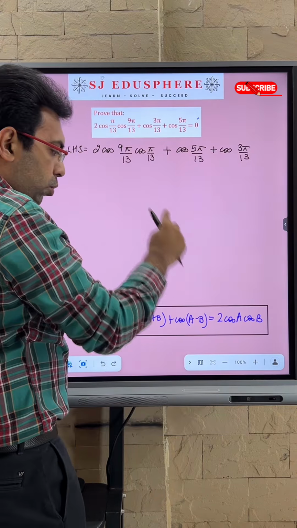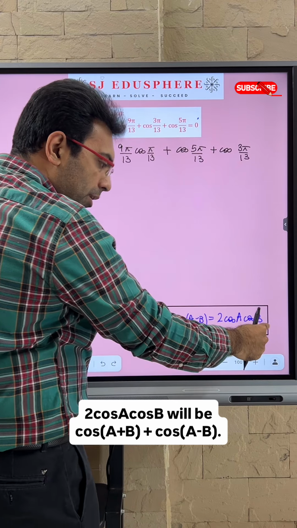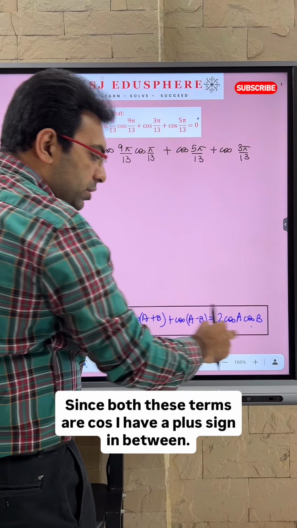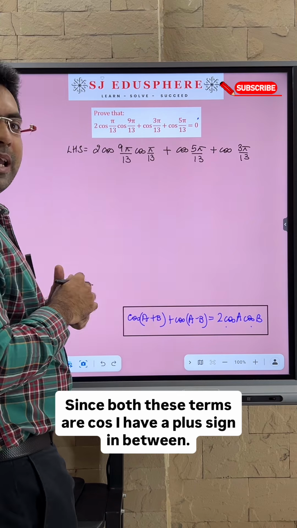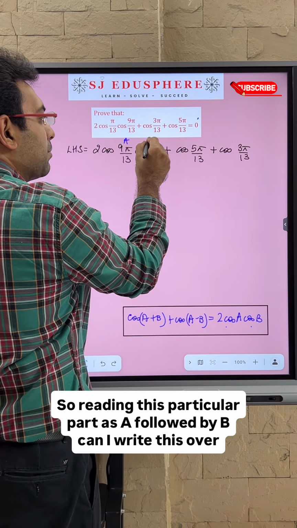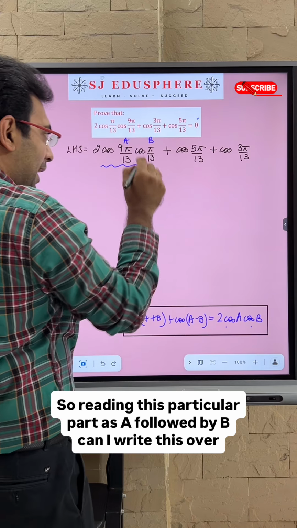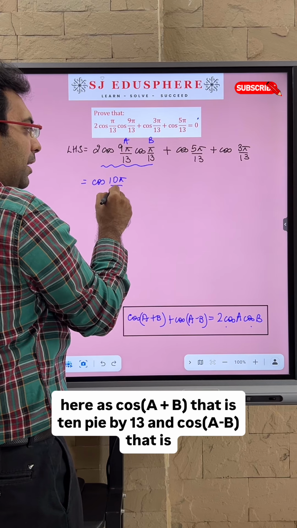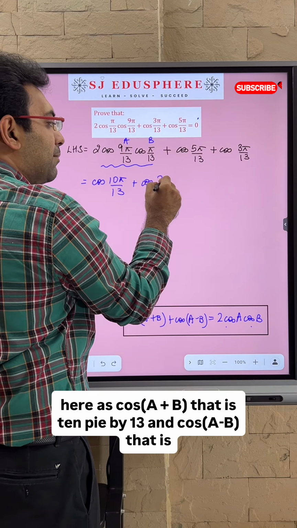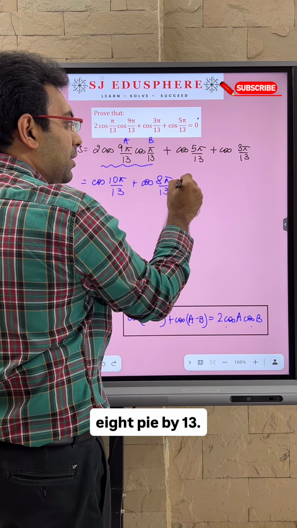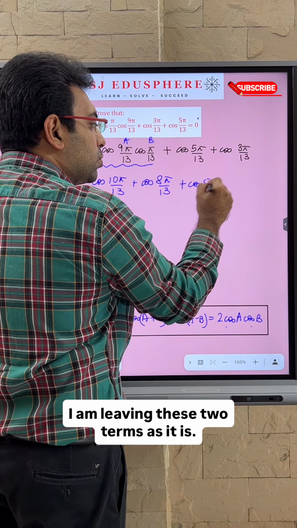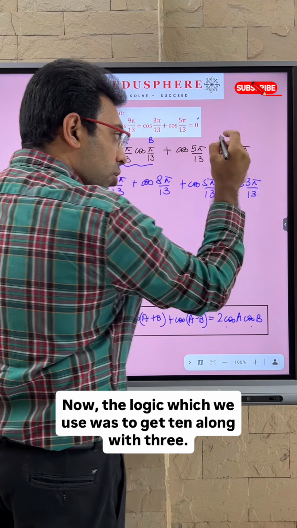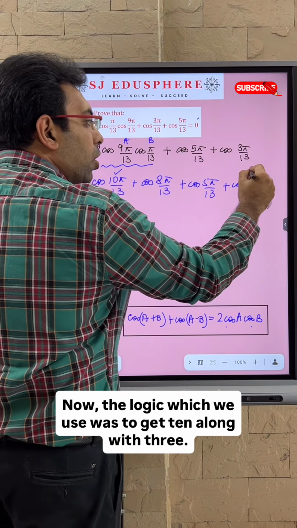Hence I say 2 cos A cos B will be cos A plus B plus cos A minus B. Since both these terms are cos, I have a plus sign in between. So reading this particular part as A followed by B, can I write this over here as cos A plus B, that is 10 pi by 13, and cos A minus B, that is 8 pi by 13. I am leaving these two terms as it is.